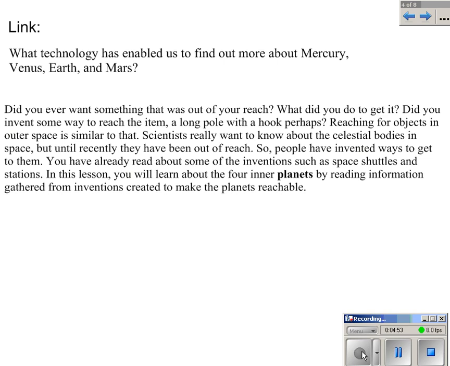Scientists really want to know about the celestial bodies in space, but until recently they have been out of reach. So people have invented ways to get them. You have already read about some of the inventions, such as space shuttles and stations. In this lesson, you will learn about the 4 inner planets by reading more information gathered from inventions created to make the planets reachable.